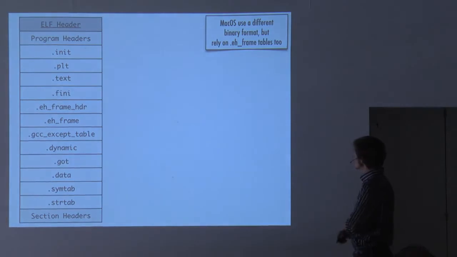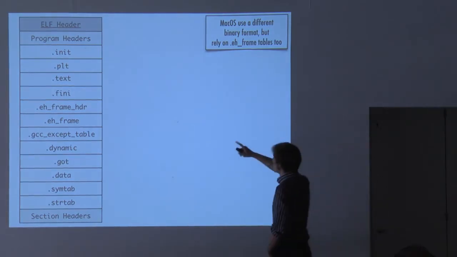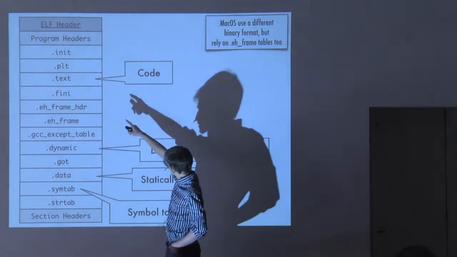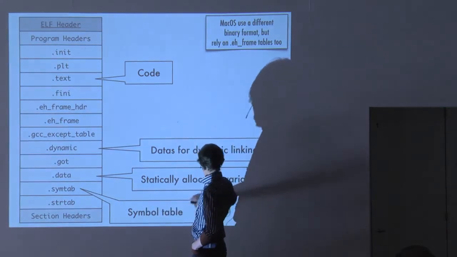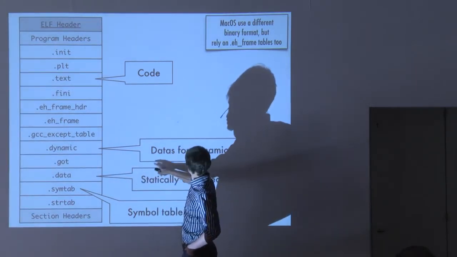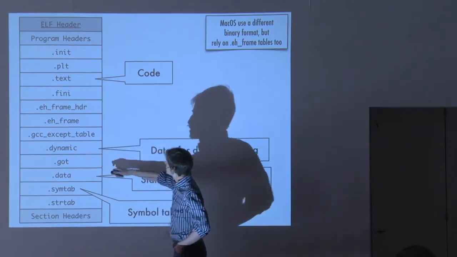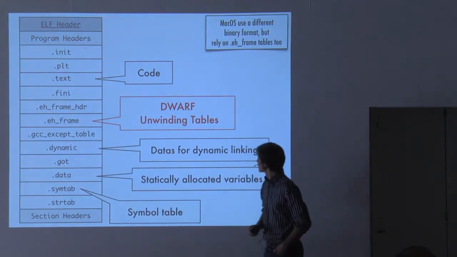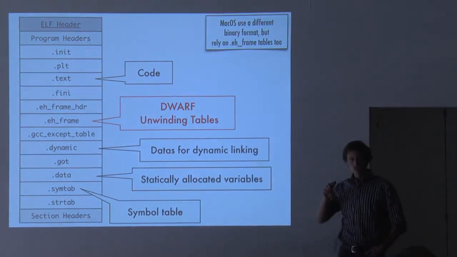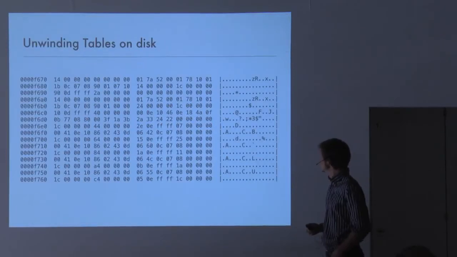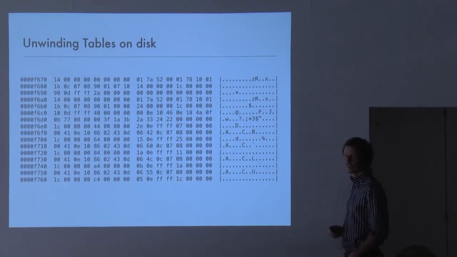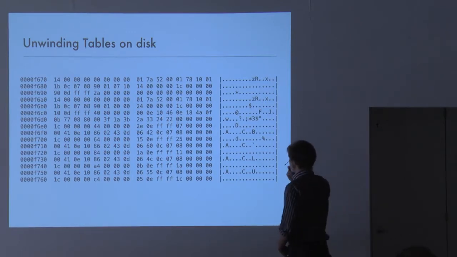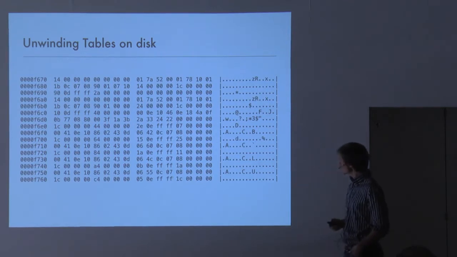Point number two: where do these live? This is the structure of an ELF binary. Now, we know that there is code, here there is a symbol table, statically allocated variables, some stuff to implement relocation, and in the middle somewhere there is this eh_frame table that contains the DWARF unwinding tables. Now, if we zoom in on a binary, then this is what we get. And it doesn't look like the table that I showed you before. So what's going on? How can we interpret this?